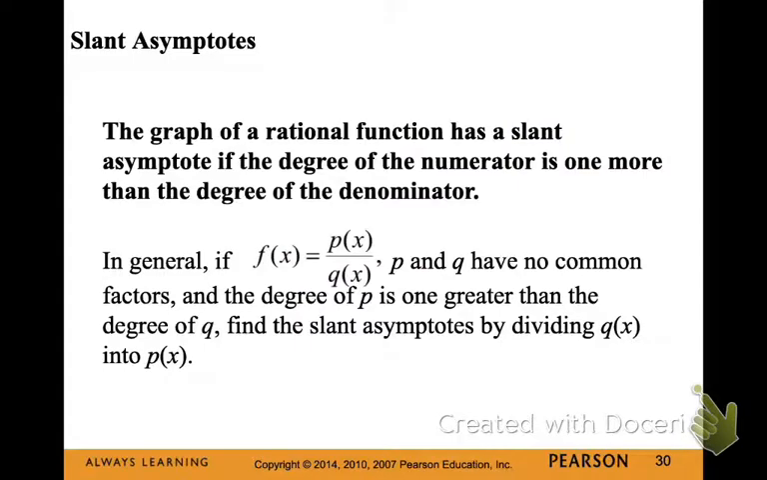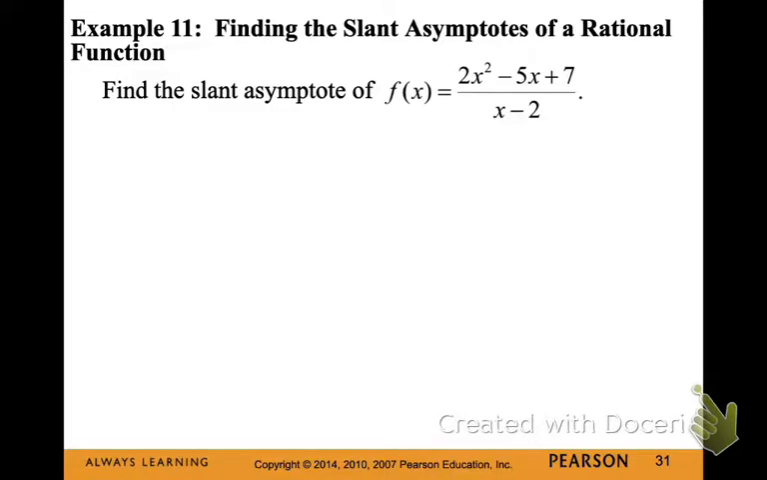Let's talk about slant asymptotes. So the graph of a rational function has a slant asymptote if the degree of the numerator is 1 more than the degree of the denominator. So if you remember when we were going through the rule in part 1 of horizontal asymptote, we said if the degree of the numerator was greater, then there were no horizontal asymptotes. That may be an indication, however, that there are slant asymptotes. So just see if the degree of the numerator is 1 more than the degree of the denominator.